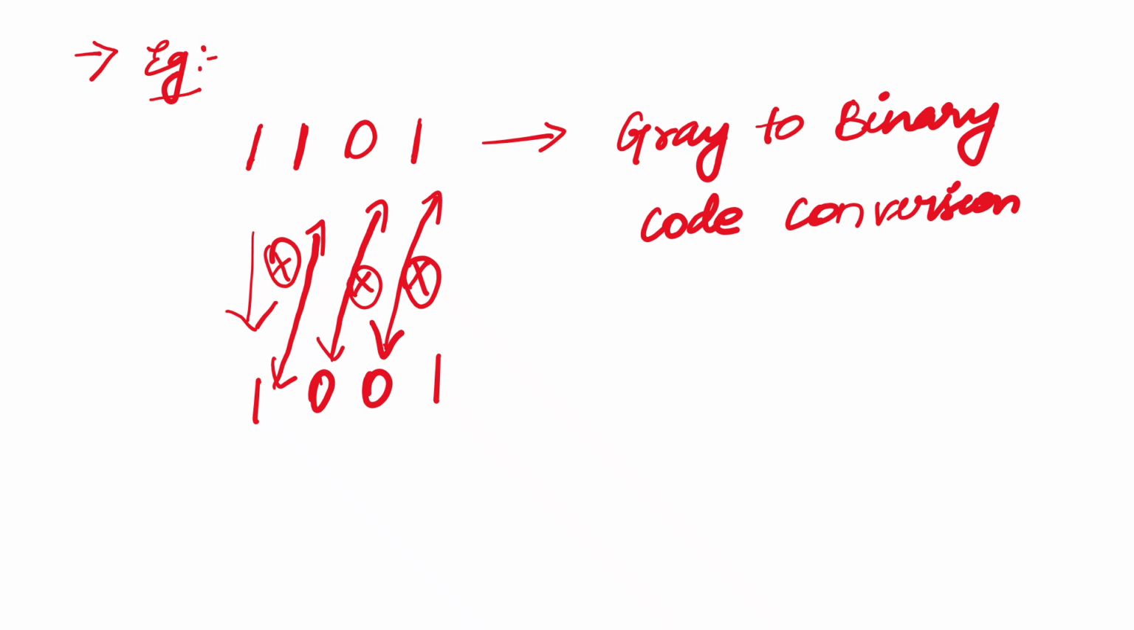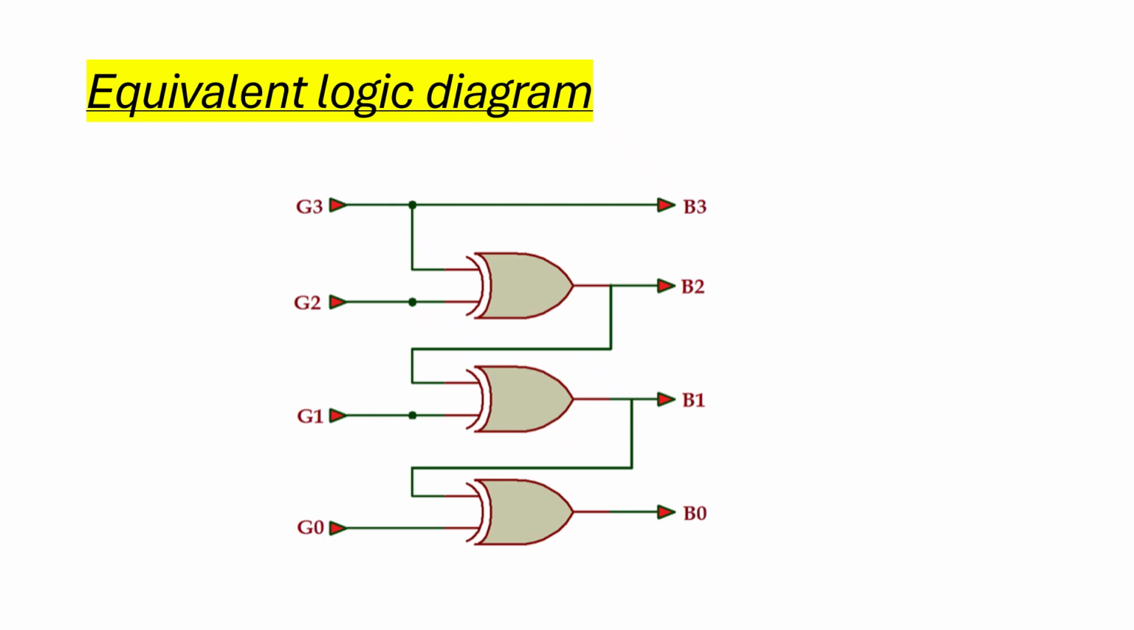See this example, 1, 1, 0, 1. The first bit, the MSB, will be written directly as 1. And then for further bits, we XOR that 1 with the next 1, giving 0. In XOR operation, same means 0, different means 1. Continuing, we get 1, 0, 0, 0 as the result. This is the equivalent logic diagram for gray to binary.